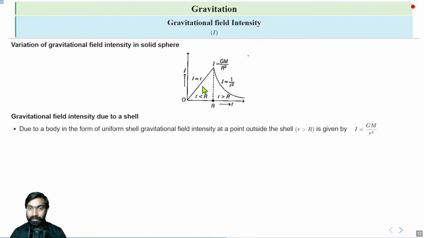Now we will discuss the gravitational field intensity due to a shell. For a body in the form of a uniform shell, the gravitational field intensity at a point outside the shell, meaning small r is greater than the radius of the shell, is I equals GM divided by r square. But the gravitational field intensity at any point inside the shell will be 0.